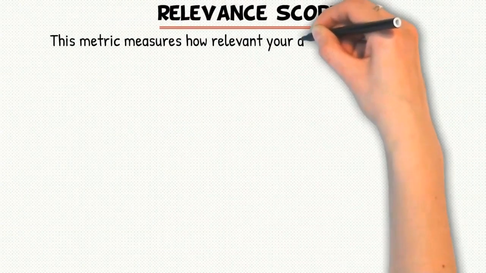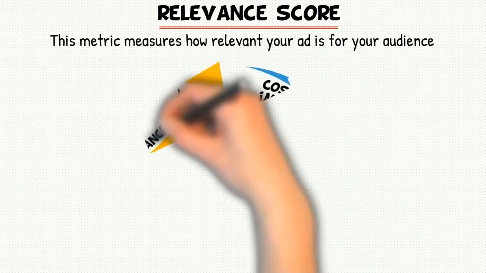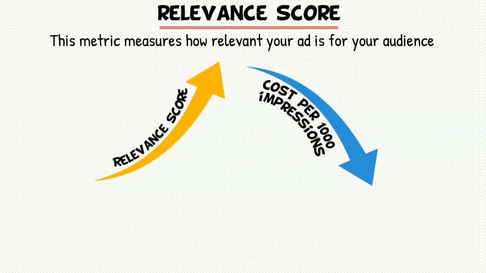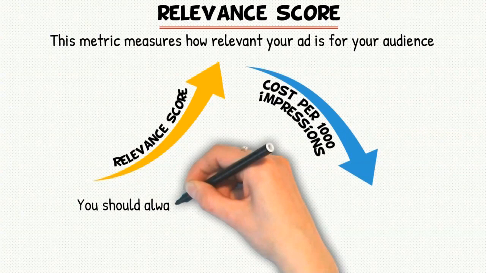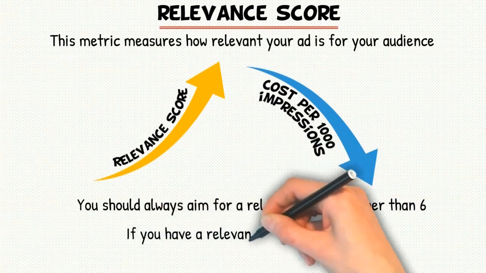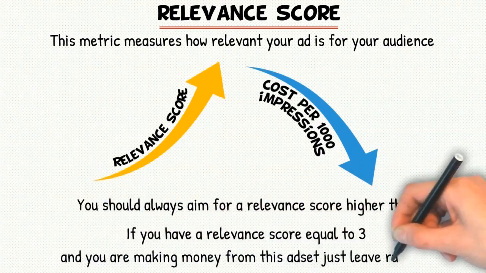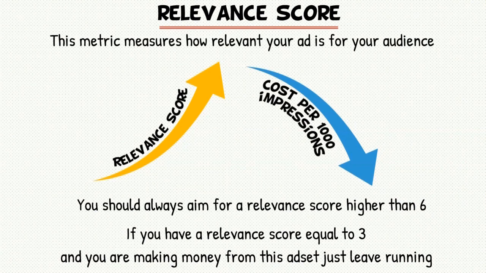Another interesting metric to look at is the relevance score. This metric measures how relevant your ad is for your audience. The higher your relevance score is, the lower your CPM. So you should always aim for a relevance score higher than 6. Now, if you have a relevance score equal to 3 and you are making money from this ad set, just leave it running. At the end of the day, it's the profit that you are making that really counts.